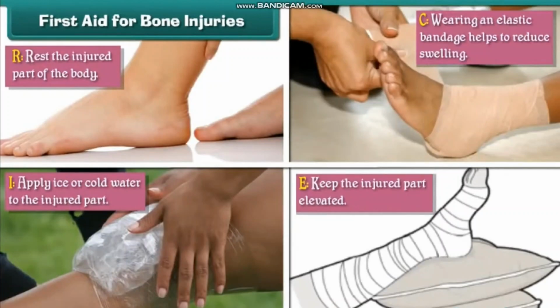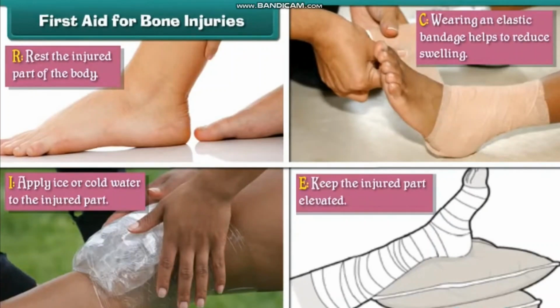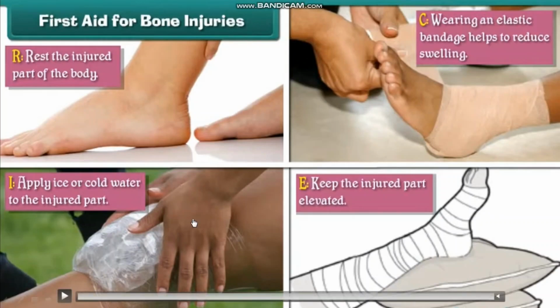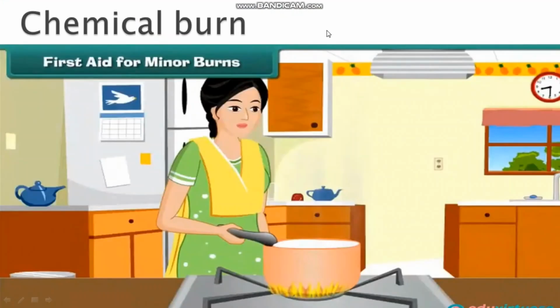And there is RICE that is helpful to reduce the pain. R: first of all, rest the injured part of the body. I: apply ice or cold water on the injured part. C: wear an elastic bandage, it helps to reduce swelling. And E: keep the injured part elevated. So these are the ways we can get a little bit of relief from the sprain. But if the sprain is more and if the pain is still there, then we need to visit the doctor. Now we will discuss burns.